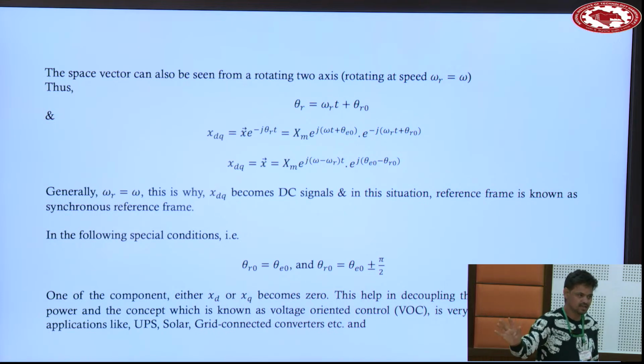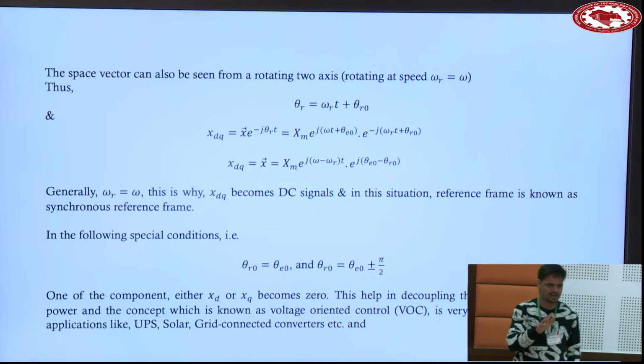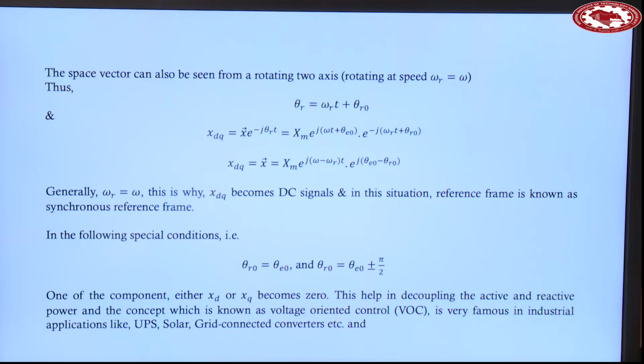So both are DC. But it is not useful information when it comes to inverter control, grid connected converter control. The important information is this: if you are choosing theta r naught equal to theta e naught, or theta r naught equal to theta e naught plus minus pi by 2, you are getting something specific.